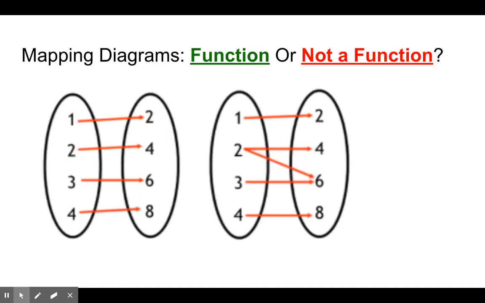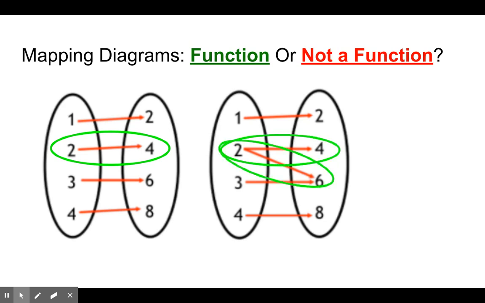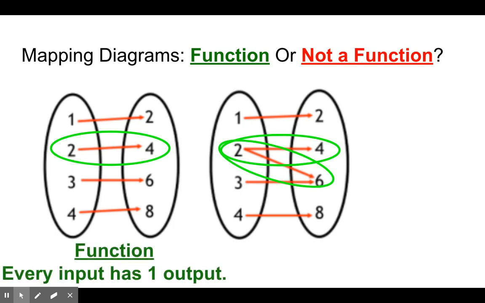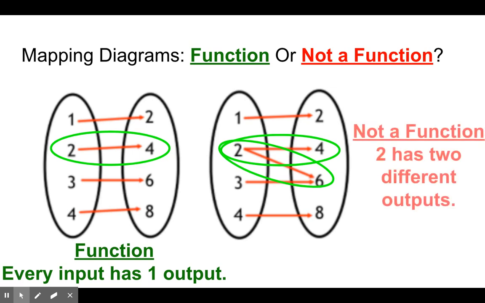Looking at our mapping diagrams, we've done this before, so this is a review. If we look on the left side, 1 goes to 2, 2 goes to 4, 3 goes to 6, and 4 goes to 8. We're going to look specifically at the 2 going to 4. Now on the right side, 2 goes to 4, but 2 also goes to 6. And that's the problem when we have 2 arrows coming from the input, the left side. So for the first one, this is a function. Every input has one output. The second one, this is not a function. 2 has 2 different outputs. 2 goes to 4 and 6. That's not allowed. It's a broken vending machine. It's not a function.